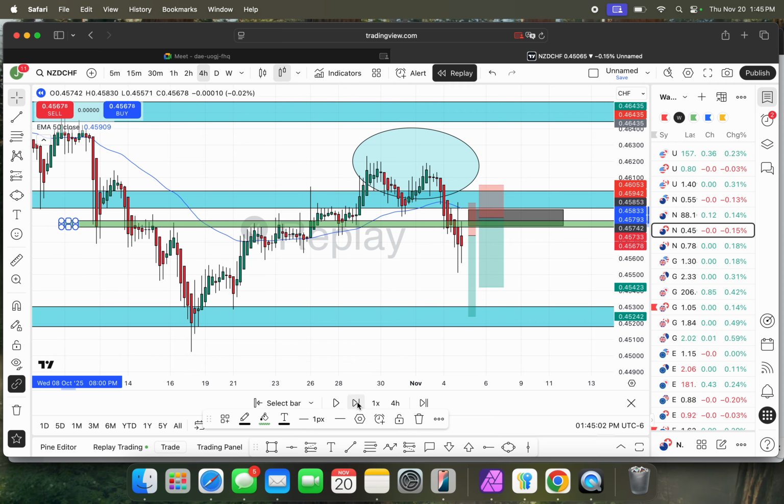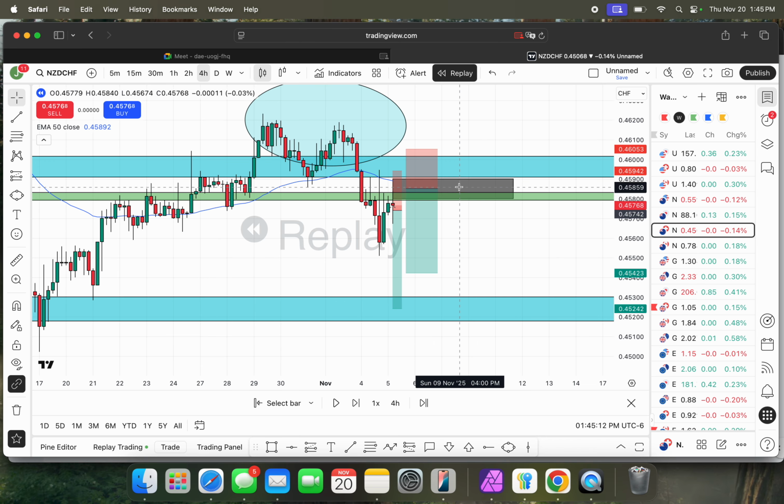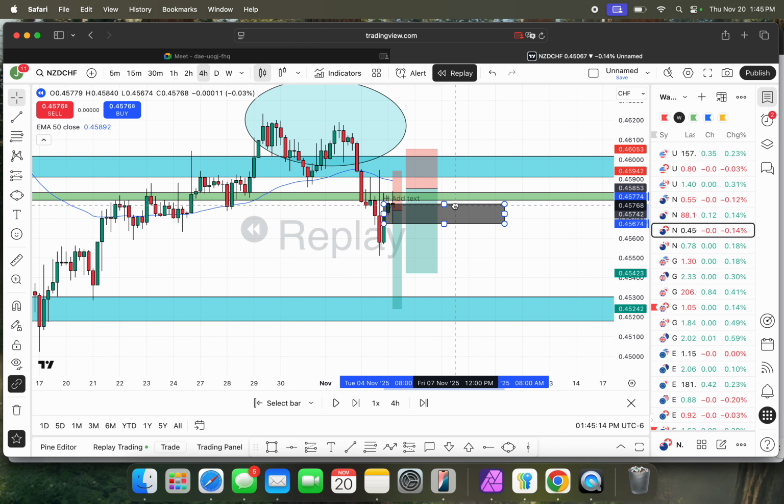So I'm waiting on a pullback. All right, I got my pullback. So now that I got my pullback, I'm waiting on a rejection candle. Go to my regular candlesticks. I got my rejection candle. I immediately get in within 10 pips, as you can tell.